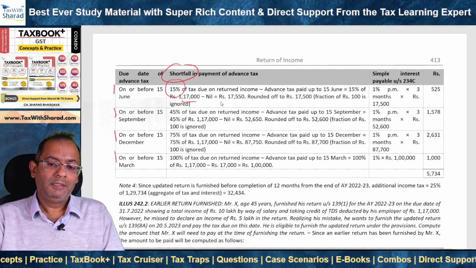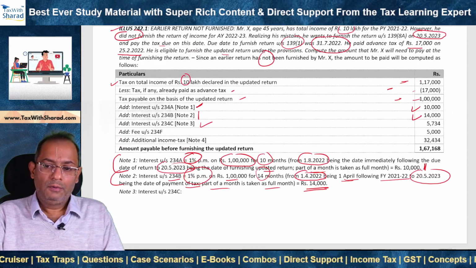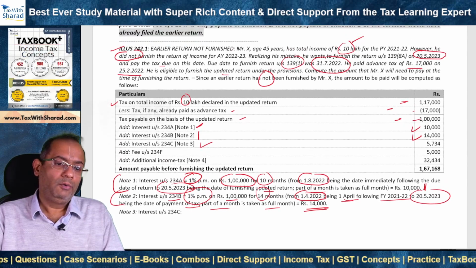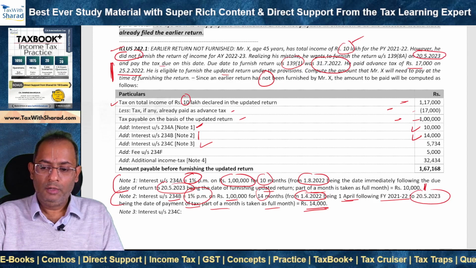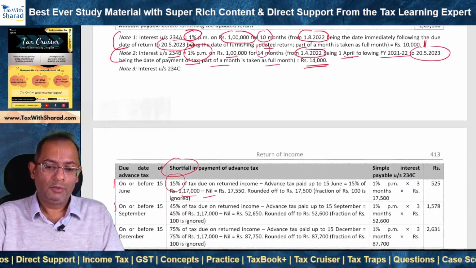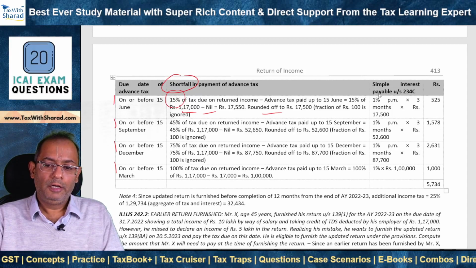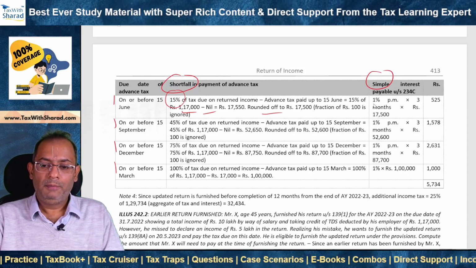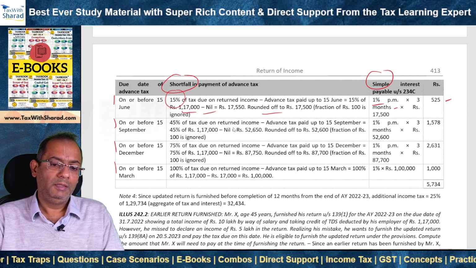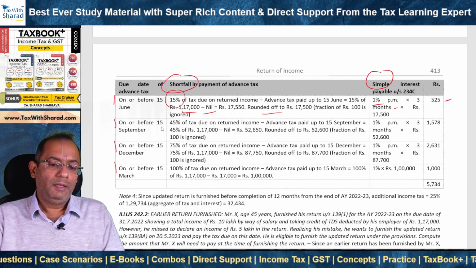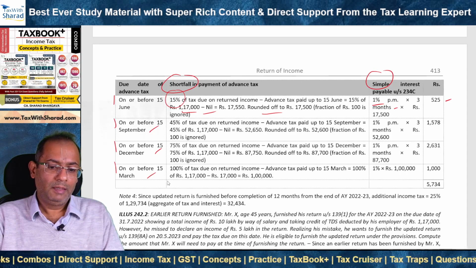How much advance tax has been paid? Nil, because advance tax was paid when? Advance tax was paid only on 25th February 2022. Before that, no advance tax was paid. Accordingly, shortfall will need to be calculated. This will be rounded off, and simple interest will be payable at the rate of 1% for 3 months into this amount, 525 rupees. Similarly, we will make calculations for the due date of 15 September, 15 December, and 15th of March.